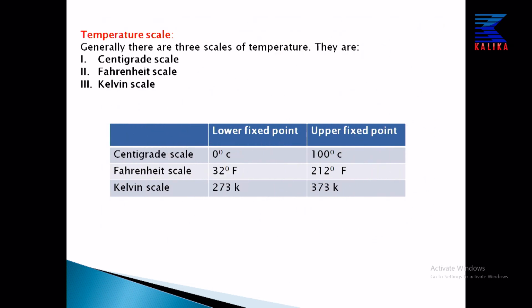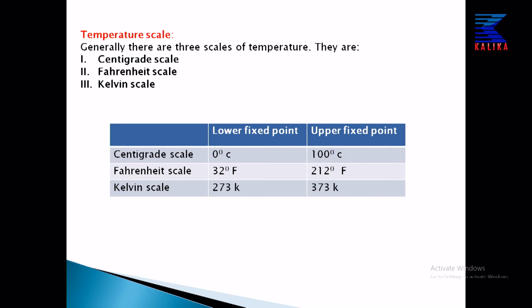Now, temperature scale. As we already mentioned, temperature is measured in different scales. Generally in our daily life we use either the Fahrenheit scale or, for simple purposes, the centigrade scale. Similarly, for scientific notation we use the Kelvin scale. So there are different scales used for the measurement of temperature: the centigrade scale, Fahrenheit scale and the Kelvin scale.